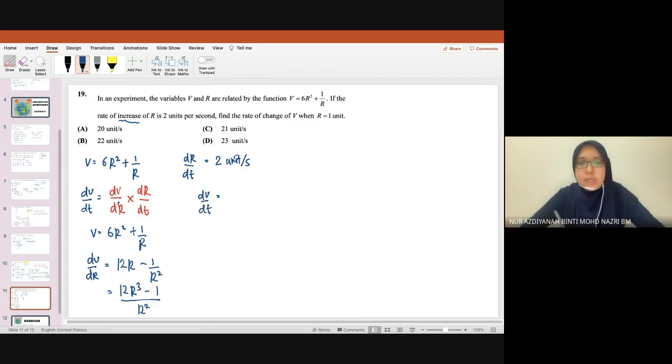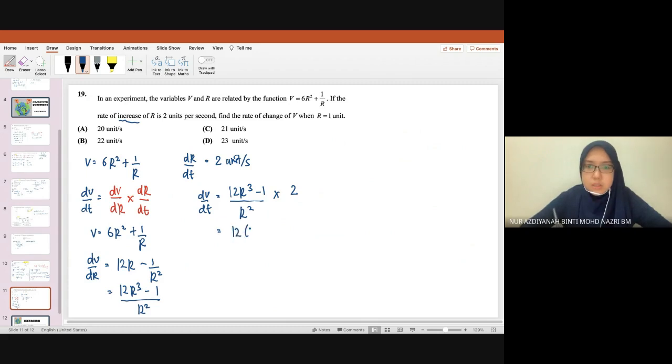So untuk dapatkan dV dt, kita ganti nilai yang kita ada kat sini. So that's gonna be 12R cube minus 1 over R square times by 2. Okay, lepas tu dia bagi nilai R kat kita kan. Okay, over here we are given the value for our R. So substitute R values here with 1 cube. Okay, with 1. Okay, down here put 1 square times 2.